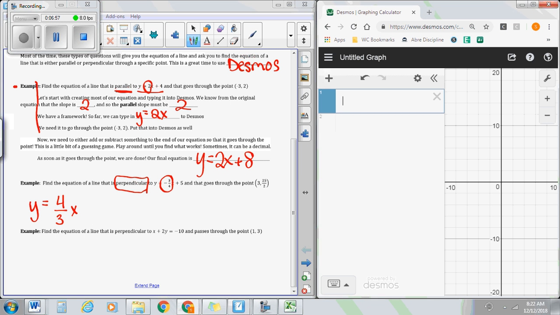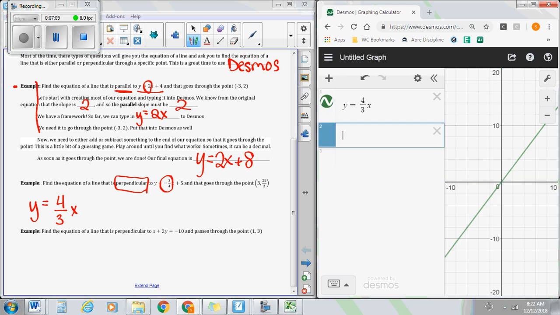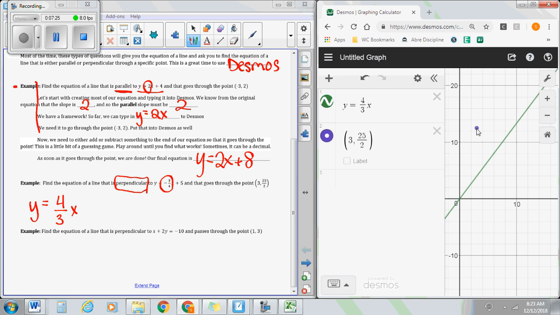I've got that y equals 4/3x. Make sure that you're not typing the x down here, right? That shows up a totally weird graph, and that's not what we want. And I needed to go through the point 3, 25 over 2. Don't forget that the little slash underneath the question mark is how you type in fractions. So if I look here, I see again that this dot is above my line. So that means I need to add something.